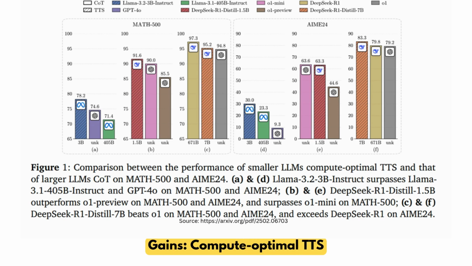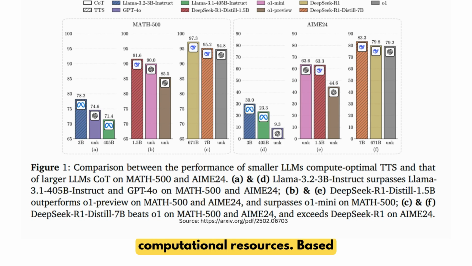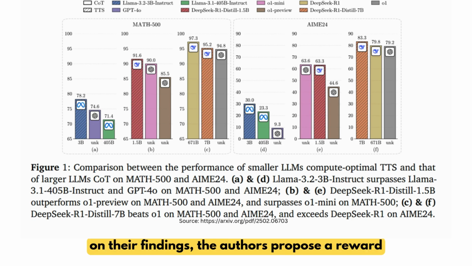Efficiency gains. Compute-optimal TTS not only improved accuracy, but also led to significant efficiency gains. Smaller models with TTS achieved comparable or better performance than larger models while requiring less computational resources. Based on their findings, the authors propose a reward-aware compute-optimal TTS strategy. This strategy takes into account the influence of rewards in the TTS process, ensuring that the compute-optimal scaling adapts to the policy model, prompt, and reward function.